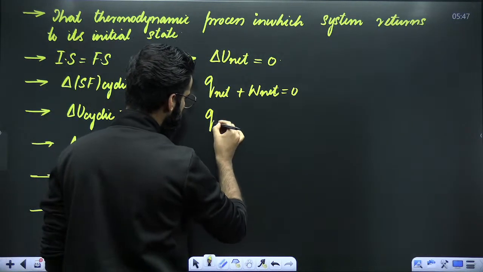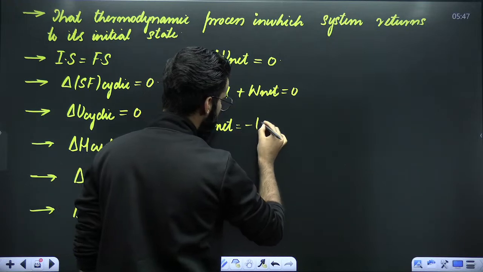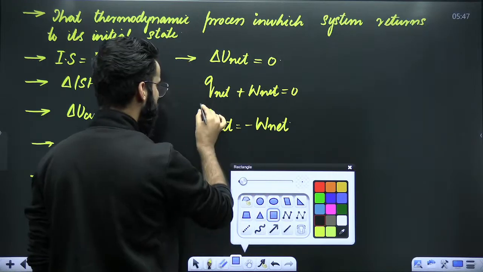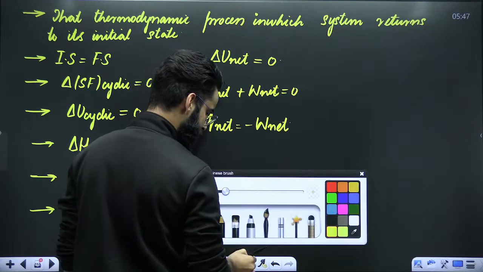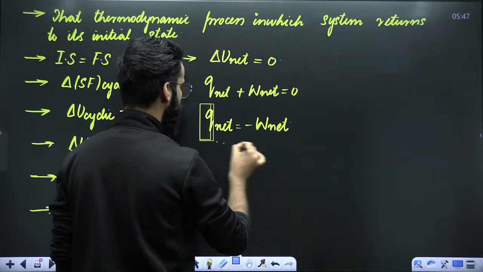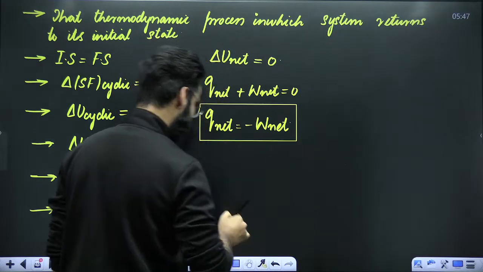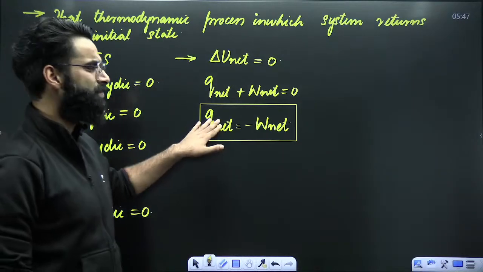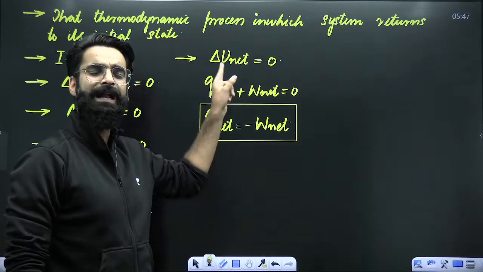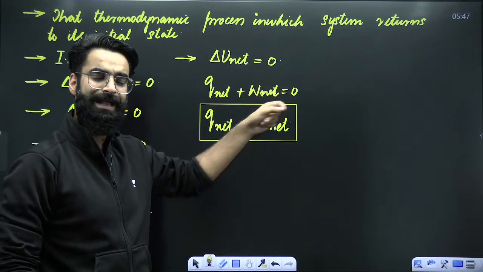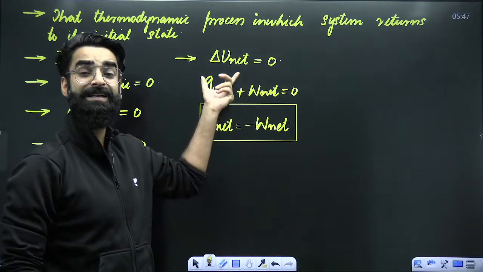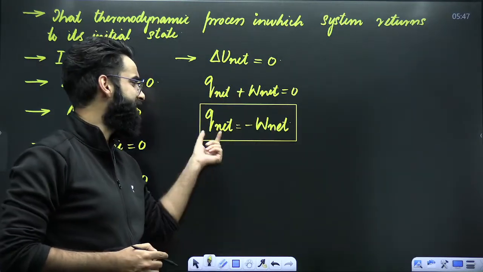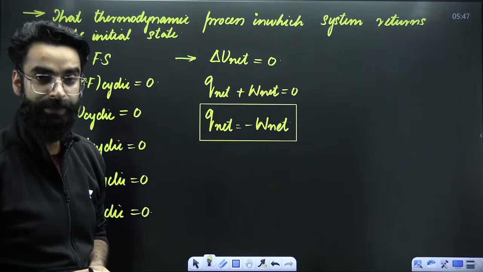So Q net plus W net has to be 0 in the case of a cyclic process. Or you can say Q net has to be equal to minus W net for a cyclic process. This particular statement is valid for a cyclic process. Q net is always equal to minus W net for a cyclic process. Perfect. I simply used the first law of thermodynamics. We know delta U for the cyclic process is 0. Delta U is nothing but Q plus W. If delta U net for the cyclic process is 0, therefore Q net plus W net has to be 0, or you can say Q net is equal to minus W net, right?